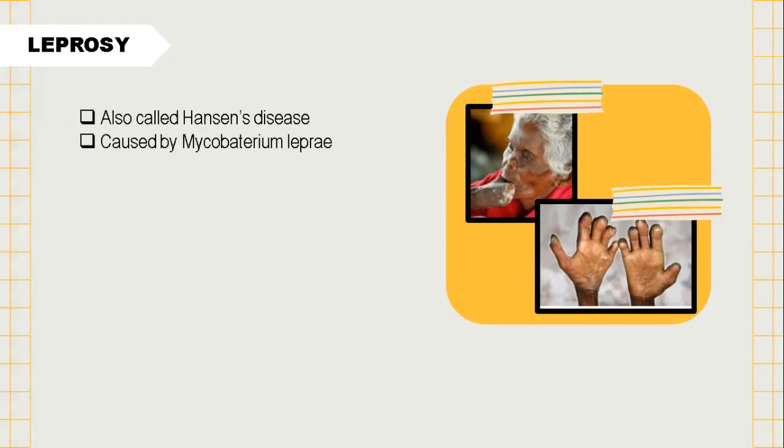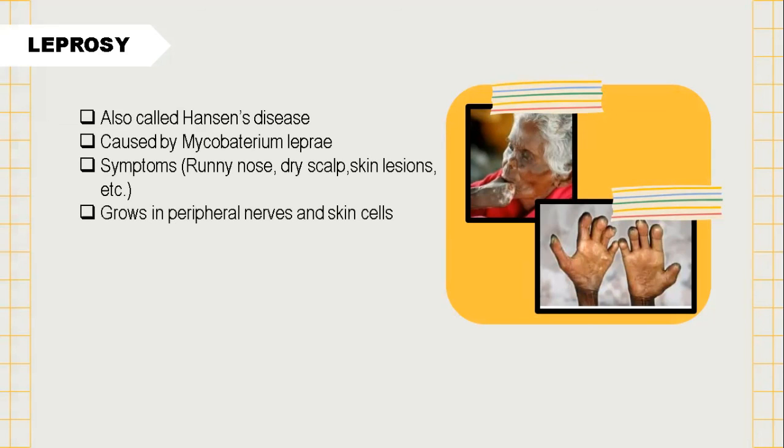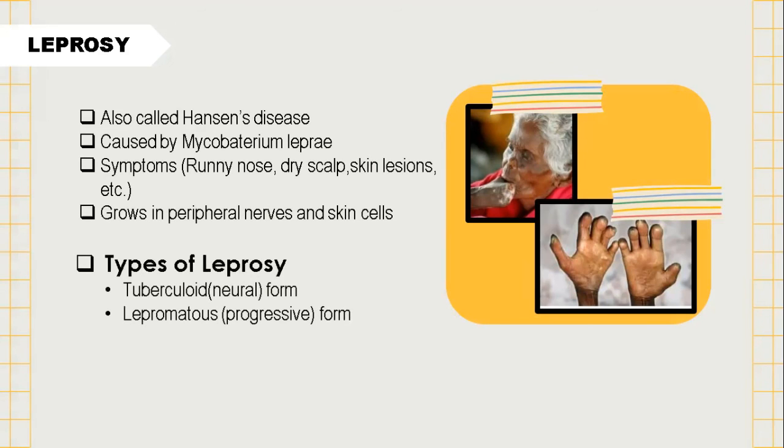It is caused by Mycobacterium leprae. The symptoms are runny nose, dry scalp, skin lesions, and so on. It grows in our peripheral nerves and skin cells. There are two types of leprosy: the tuberculoid neural form and the lepromatous progressive form.